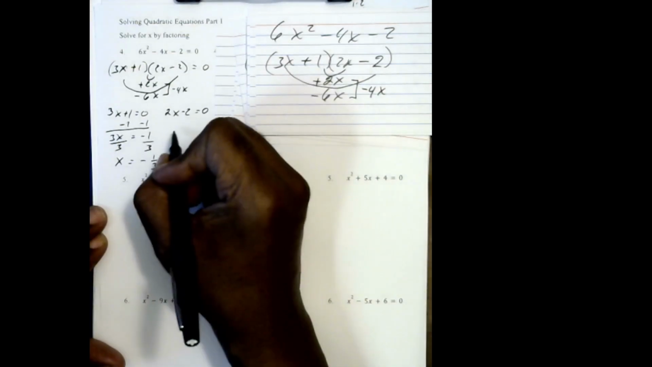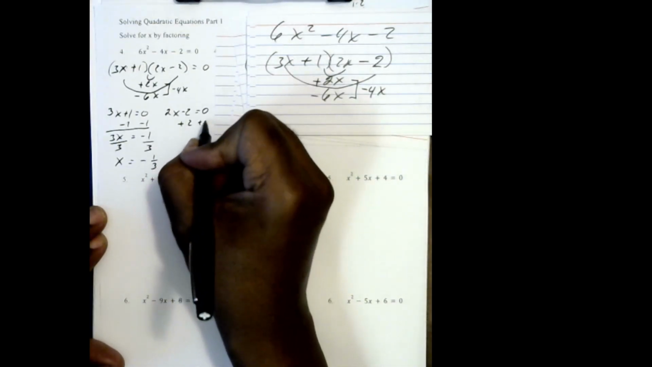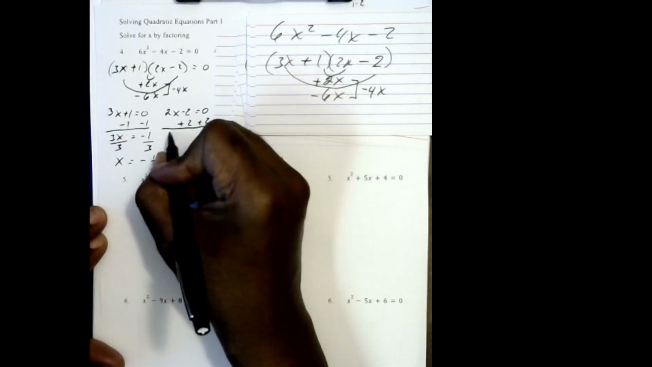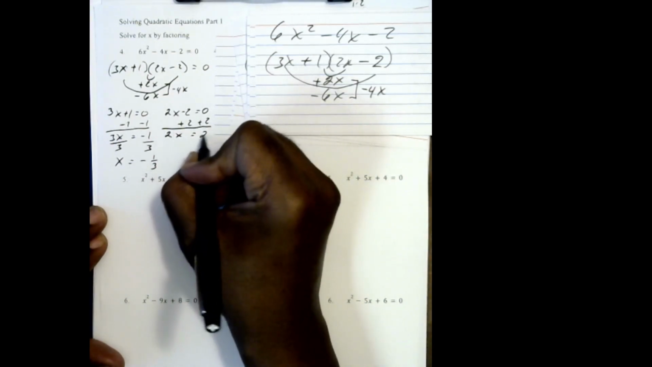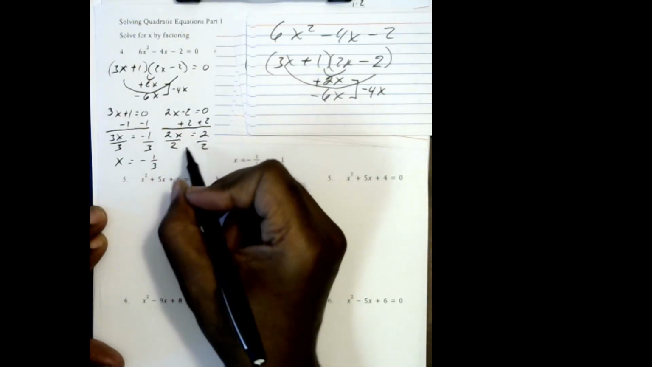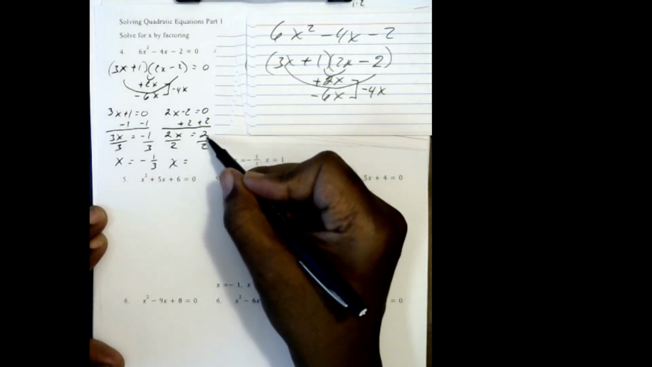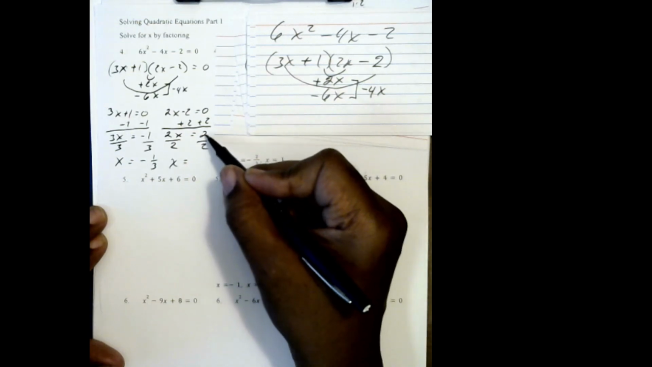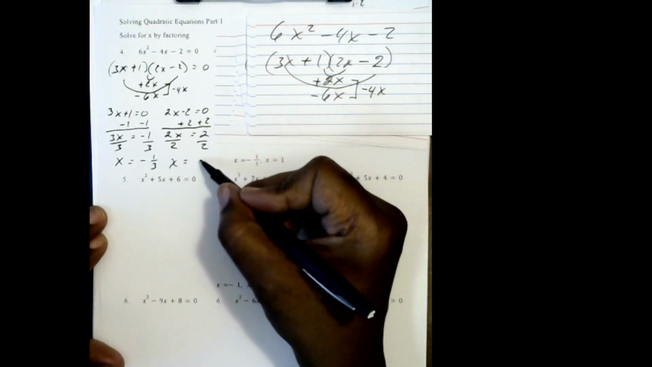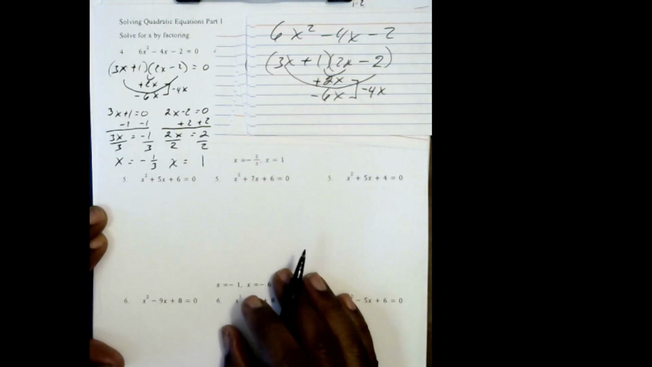Now over here, I'm going to add 2 to both sides, and we're going to get 2x equals 2. Then I'm going to divide by 2 on both sides. This cancels and gives us x. But 2 over 2 does simplify. We can say 2 divided by 2, which is 1, and we're done.